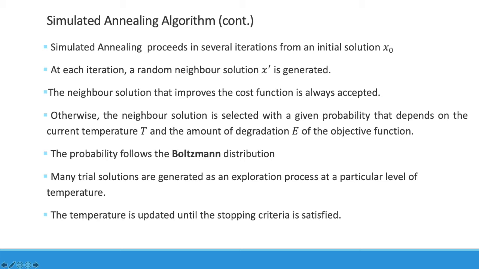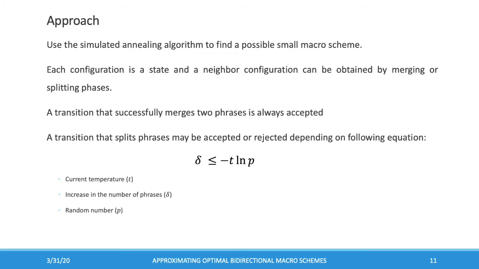This gradual cooling process is what makes the simulated annealing algorithm remarkably effective at finding a close to optimal solution when dealing with a large problem which contains many local optima. We use simulated annealing to find a small bidirectional macro scheme that is close to optimal. At each iteration of the simulated annealing, we start with a configuration, and we obtain a new configuration by merging or splitting phrases.